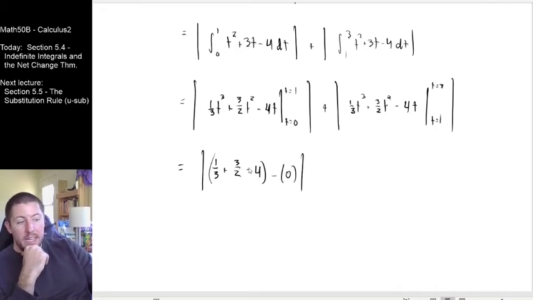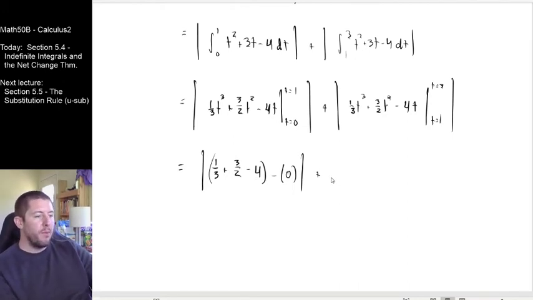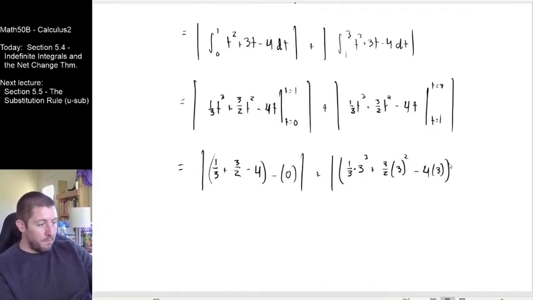Notice this is giving us a negative number. We were going to the left. We're going to take the absolute value and get a positive, but we see that this did indicate position to the left, which is in agreement with what we knew was happening. Second one, this one's going to be slightly more annoying. It looks like we're going to get 1/3 times 3 cubed plus 3/2 times 3 squared minus 4 times 3, minus, at least the 1 is nice to us again, 1/3 plus 3/2 minus 4.